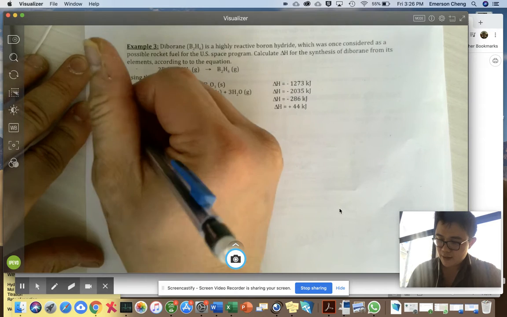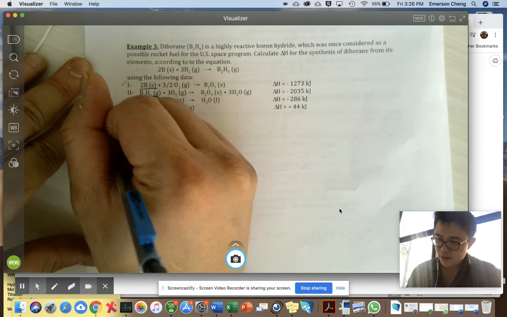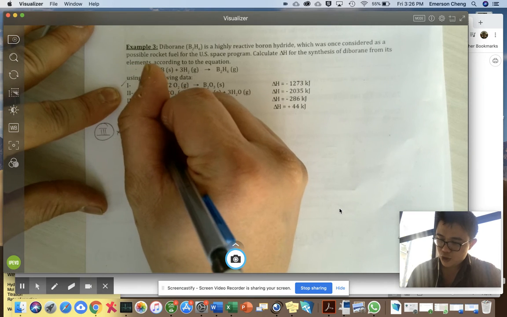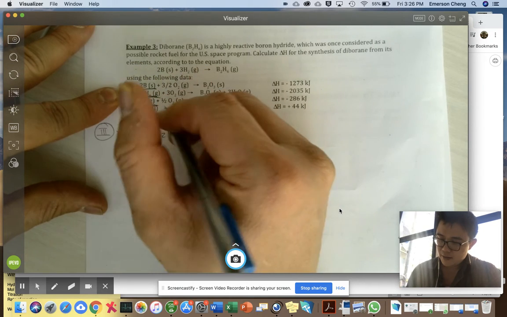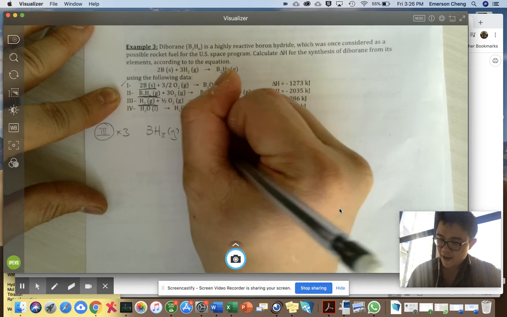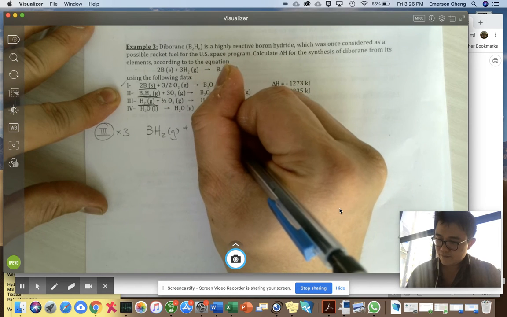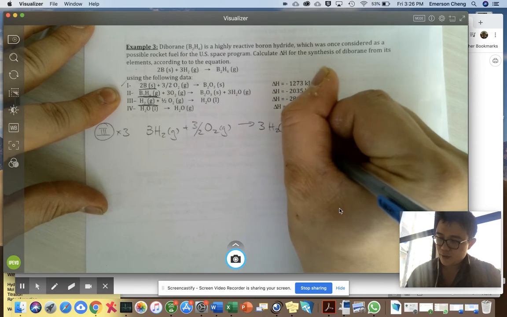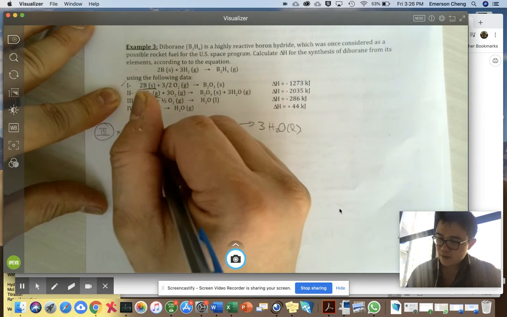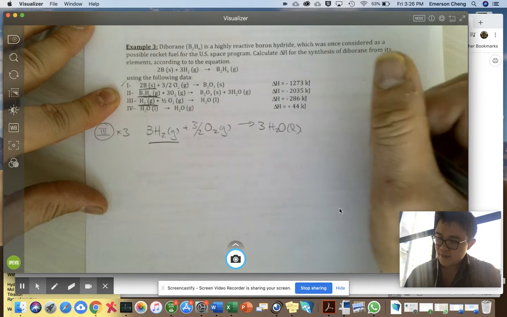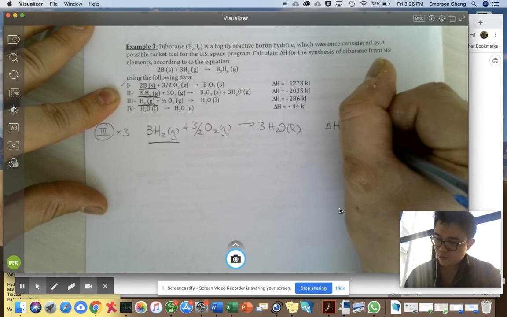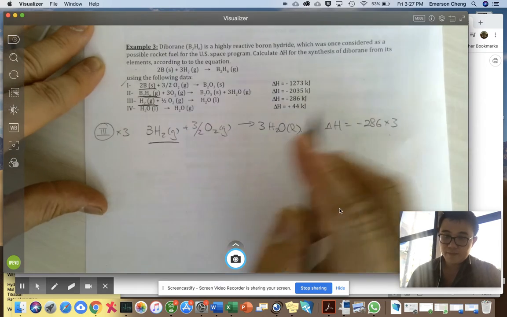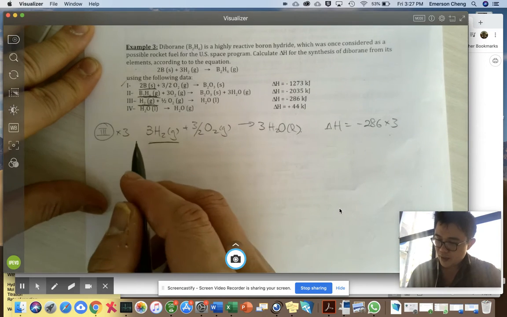So in this case, the third equation times 3. So you have 3H2 gas plus 3 times a half, so it's 3 halves O2 gas, gives you 3H2O liquid. Now when you do that, keep that in mind, you underline this again, and you have delta H equals minus 286 times 3. Okay? So that's what you do here.